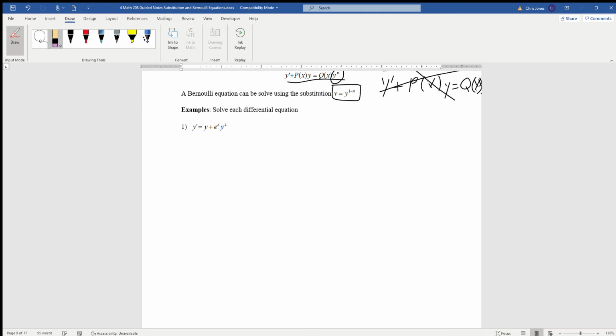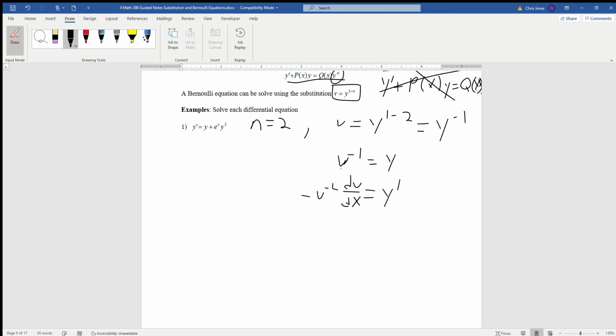So we're going to identify this as a Bernoulli equation with n equal to 2, as evidenced by y squared, and the substitution we use is v equal to y to the 1 minus 2, or y to the minus 1. If we solve that for y, v to the minus 1 is equal to y, just by raising both sides to the minus 1 power. Then we can find the derivative of both sides, because we need to substitute for not just y, but y prime. So y prime is going to be equal to negative v to the minus 2 dv dx.